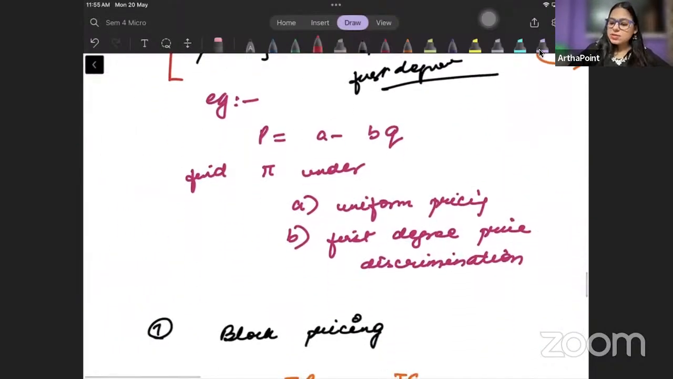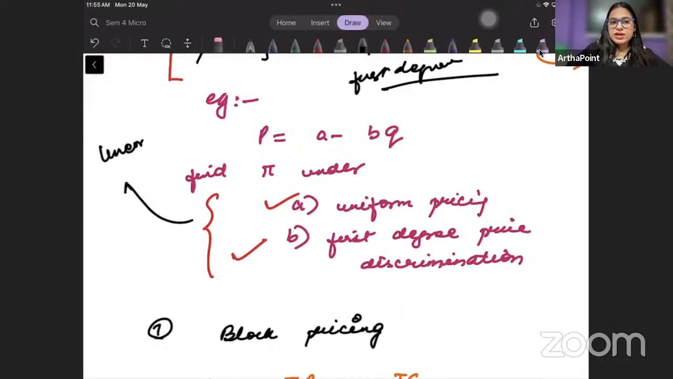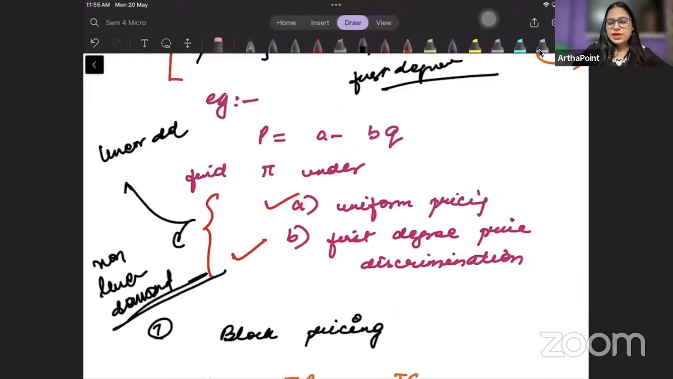चाहे आप consumer surplus uniform price में निकालो या first degree में, you have to be well aware between the two cases as to what happens when you have a linear demand curve and what happens when you have a non-linear demand curve. In दोनों ही cases को you need to do this well.